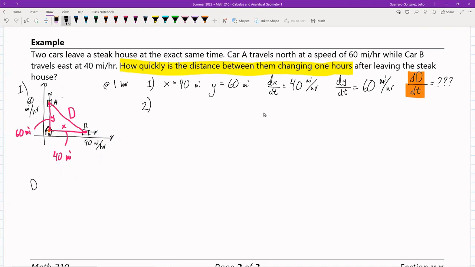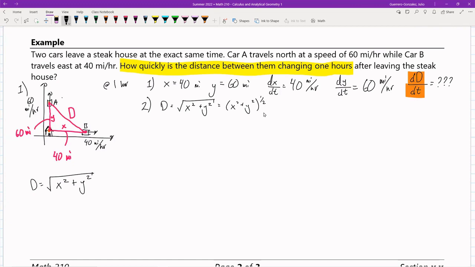So the distance, that big D that we have there, is going to be equal to the square root of x squared plus y squared. Okay. This relates all of our stuff. So D is the square root of x squared plus y squared, which is equivalent to, I'm going to change it so we can do some calculus on it, (x squared plus y squared) to the 1/2.